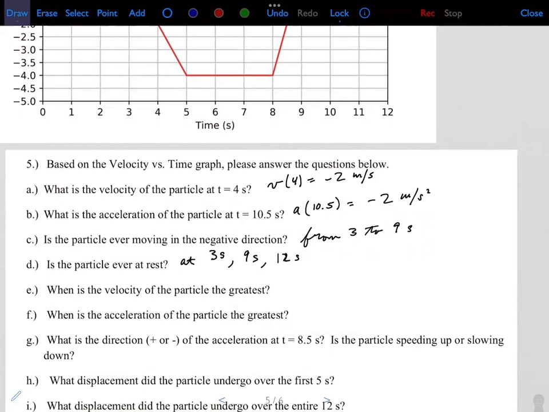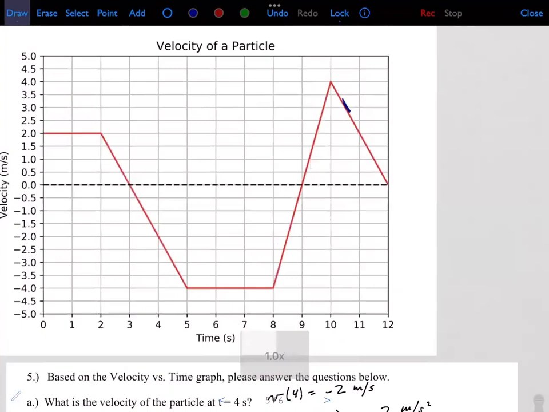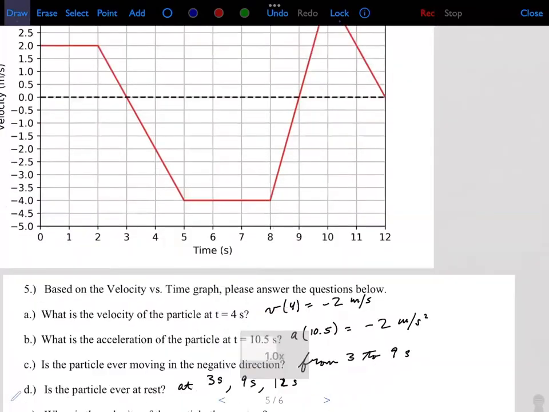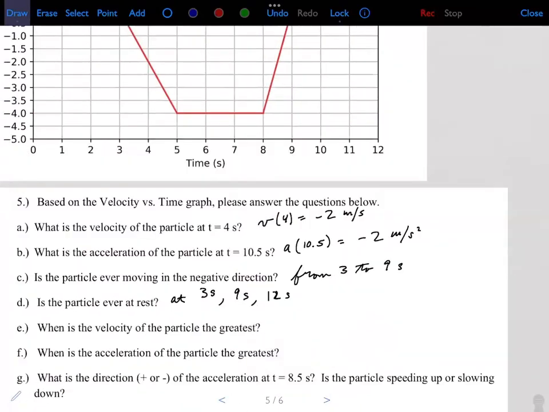Again, we're talking about velocity. I can read it directly off the graph, so we don't have to look at slopes again. It's not position, it's a velocity graph, so I'm just looking for the largest value. It looks like right here is the largest velocity, like 4. And where does that occur? At 10 seconds. So when t equals 10 seconds, the velocity itself is equal to 4 meters per second.